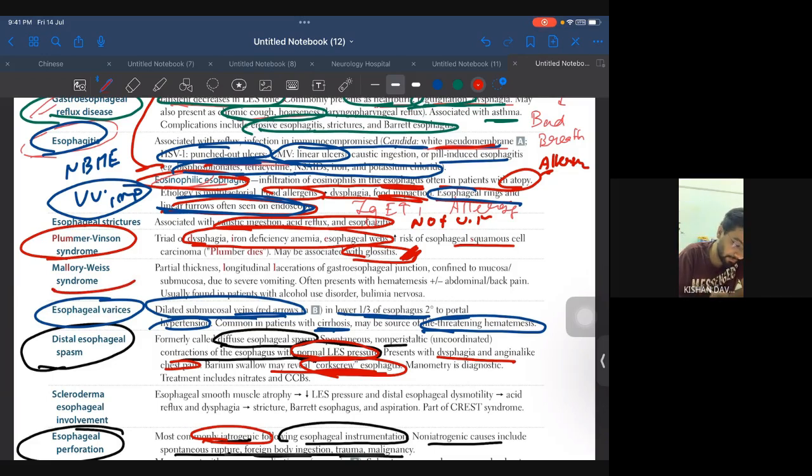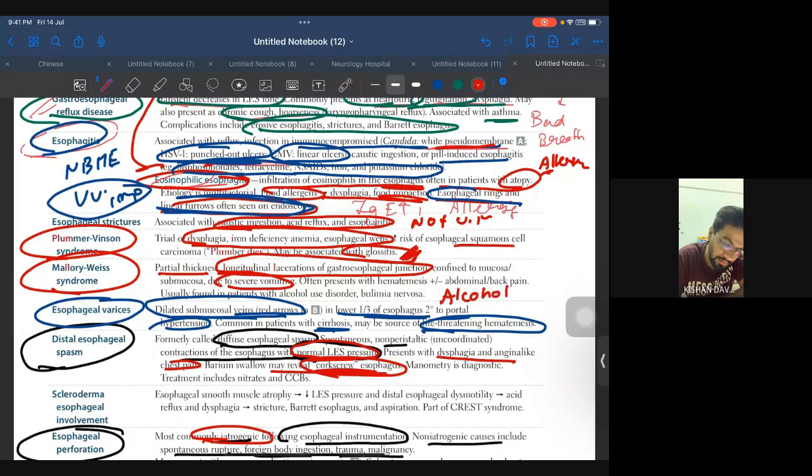Next one is Mallory-Weiss syndrome. Partial thickness, longitudinal lacerations of the GE junction, GEJ. So longitudinal lacerations of GEJ must be given, confined to mucosa and submucosa due to severe vomiting. Most commonly the patient will be an alcoholic, with alcohol use disorder. When that patient tries to vomit, there might be lacerations in the esophageal wall, and that is what causes Mallory-Weiss syndrome. So hematemesis and abdominal and back pain, usually found in patients with alcohol use disorder. Just remember all this.